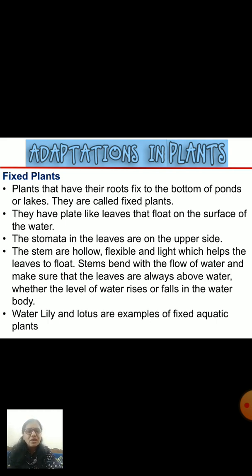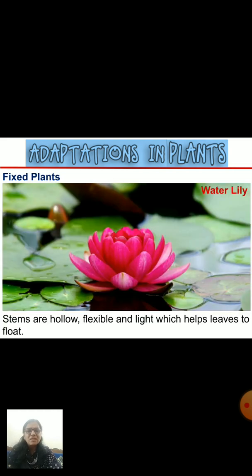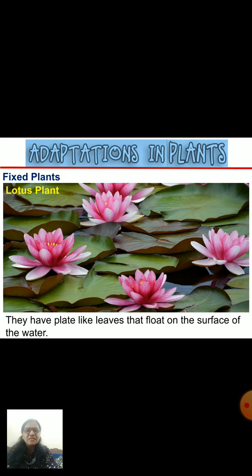I'll show you the picture. You can see, this is the water lily. The stems are hollow, flexible and light, which helps the leaves to float. You can see the leaves. They are broad, like a plate. Another, see, this is lotus. Here also the leaves are like plates and they can float on the surface of the water.